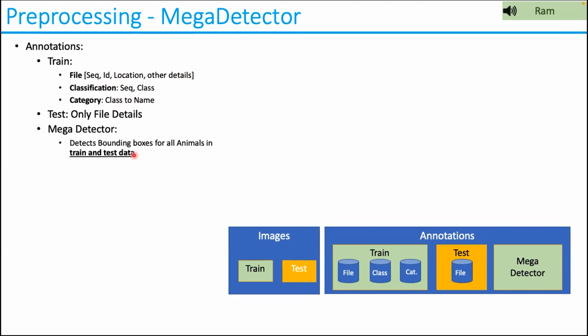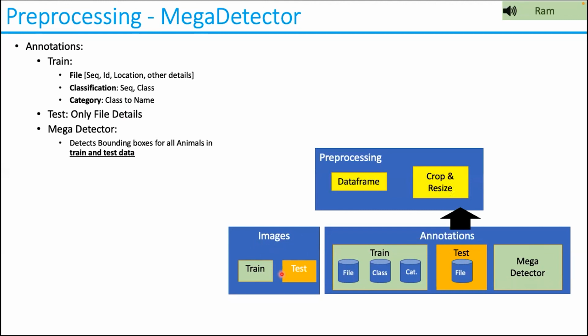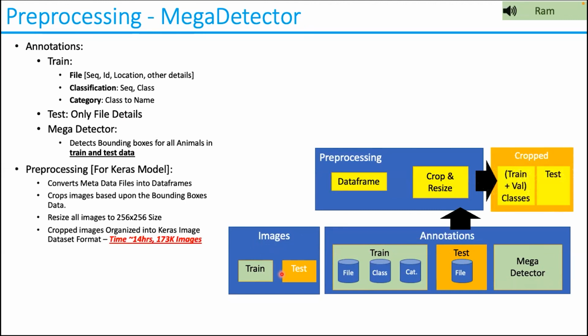And then the next biggest one is the MegaDetector bounding boxes, which ran through the entire database and kept the results in the annotations. And corresponding to all these files, the actual images are in the images train and test. This is not at all in the format of any of the Keras image datasets, so we had to start doing pre-processing. A few things we did were creating the data frames, cropping the images, and resizing them.